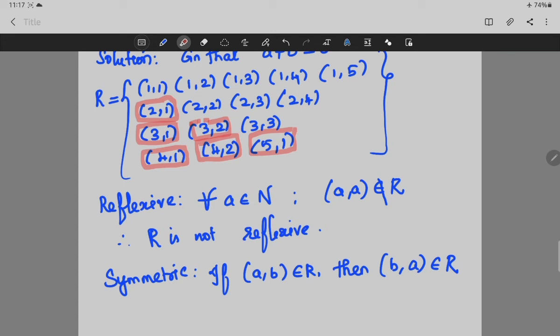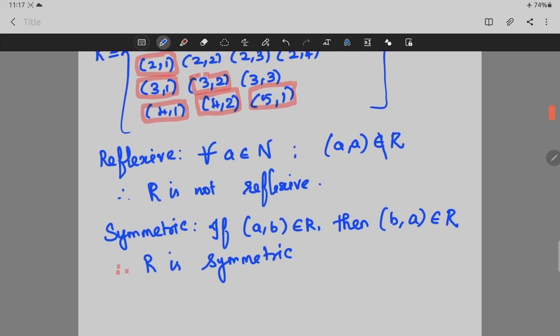So therefore, this condition is satisfied on the ordered pairs on that relation. So therefore we can very well conclude what is it? R is symmetric. Next one, we are moving to transitive. What is it? Transitive. For transitive we have to get two conditions.